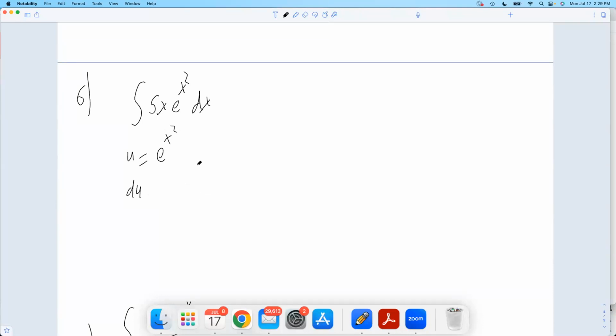Let's try instead. If you've got something in an exponent, that's a good thing to try for u. So just the x squared. Then du would be 2x dx. Do I have that sitting right in front of me? Almost. I've got a 5 instead of a 2, but I can fix that. I'm going to pull that 5 out because it's just in my way.